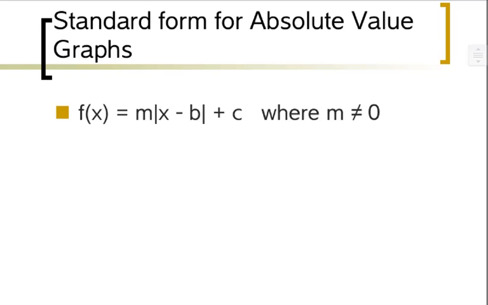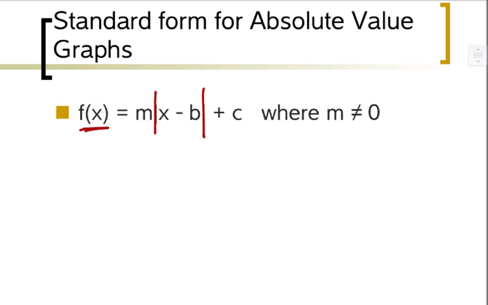Hi class, in this lesson we're going to take a look at absolute value graphs as they deal with piecewise functions. Specifically, we're going to take a look at this formula. This is the standard form for a function that's an absolute value graph. Now the biggest difference we're seeing is that last lesson we had parentheses squared for a quadratic. Now we're looking at absolute value bars, which are these two bars right here, and it creates a V-type graph.